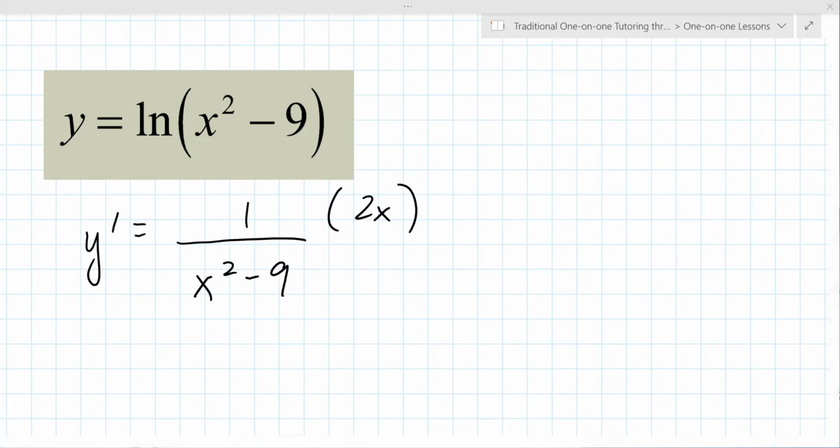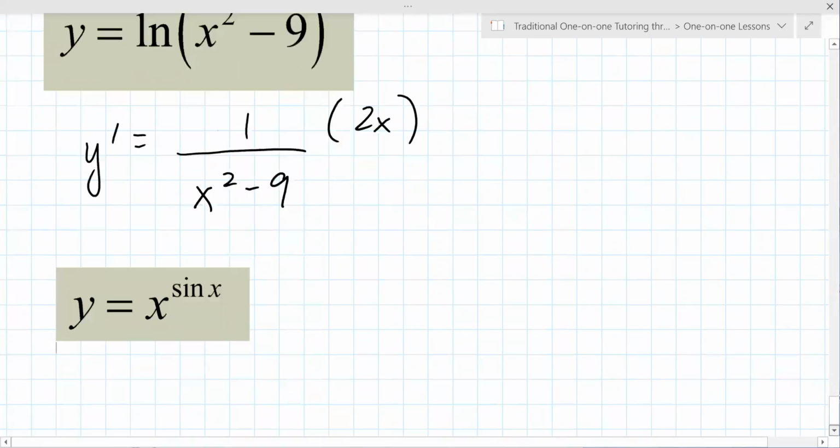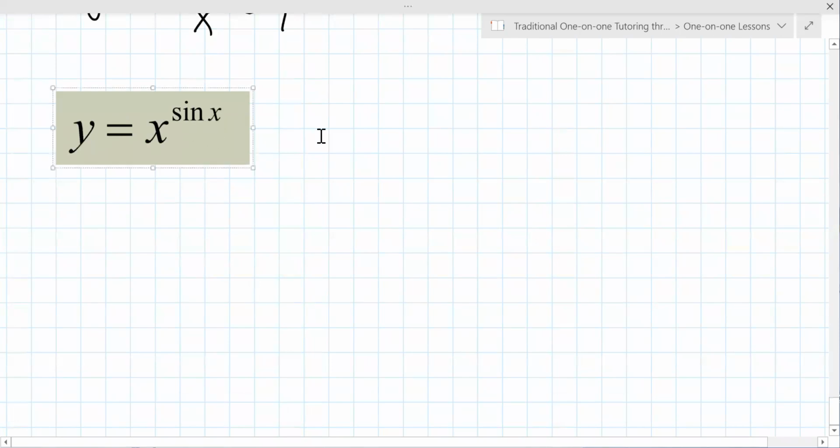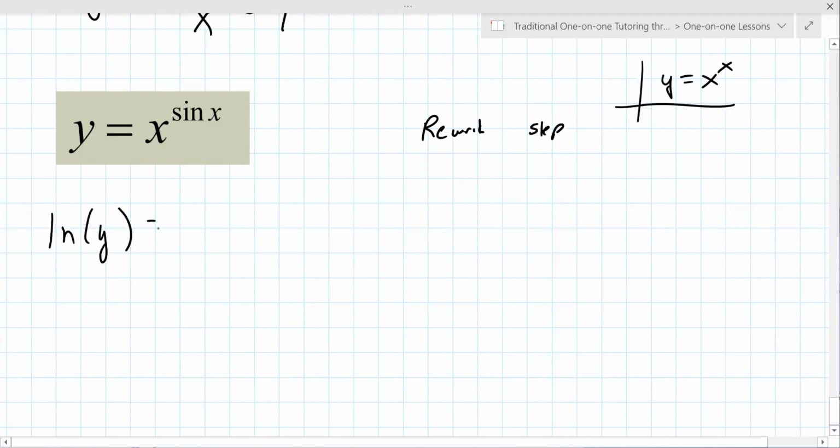Okay, so we should definitely make sure the next, because it looks like you'll get at least one of these types of the following here. Okay, so there's a rewrite step that you have to do for all of these. And just to be clear, the one that you usually start with is y equals x to the x. That's the one they give you. So the rewrite step here is you take the natural log of both sides of the equation.